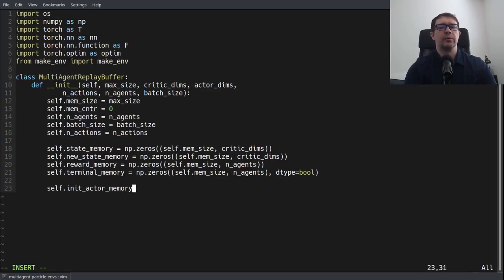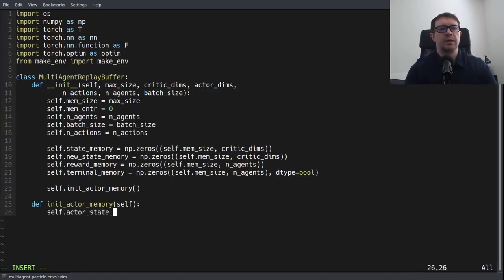So now we can handle the initialization of our actor memory. The reason we want a separate function for this is because we're going to be using lists, and the memory counter is a little bit of a nebulous concept when you're working with lists of NumPy arrays. So you need a separate function to zero out the actor's memory when it reaches the maximum memory size for both the actor and the critic.